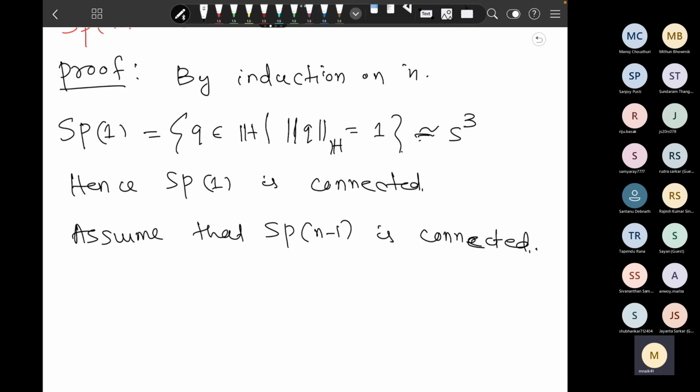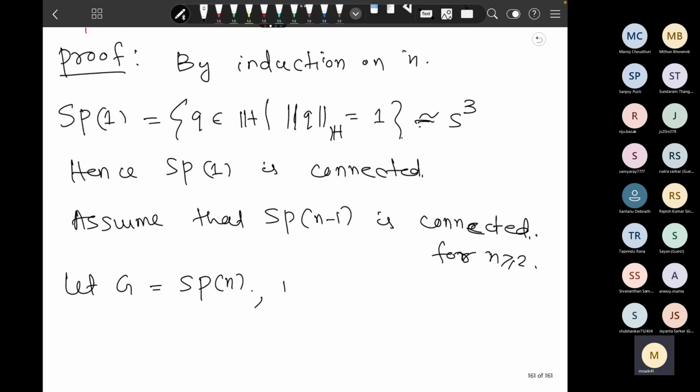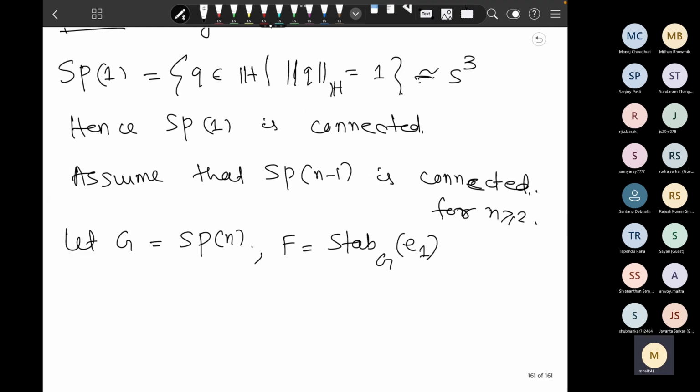Assume the induction hypothesis: SP_{n-1} is connected for n greater than or equal to 2. And I want to show that SP_n is connected. Let G be equal to SP_n. And I look at F, the stabilizer of U1 inside G. So let T belong to F. So that means T is equal to some U1, U2, ..., UN.